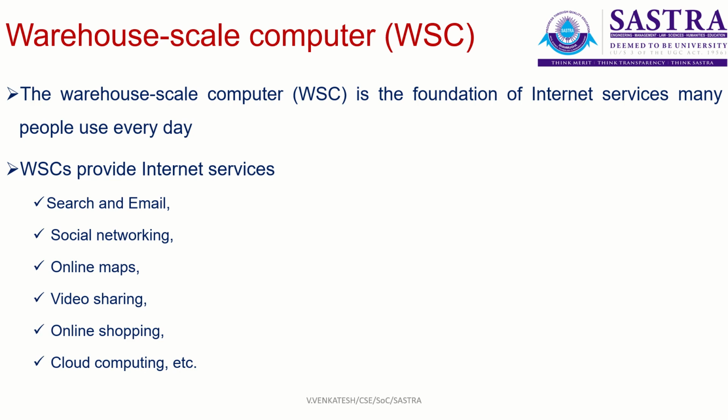The service provided by a warehouse computer is to connect with internet services for each and every person who is going to use them. The services provided along with internet services are searching for information on Google, email, social networking, online mapping, video sharing, online shopping, cloud computing, etc. So these are all the services provided along with warehouse scale computers.